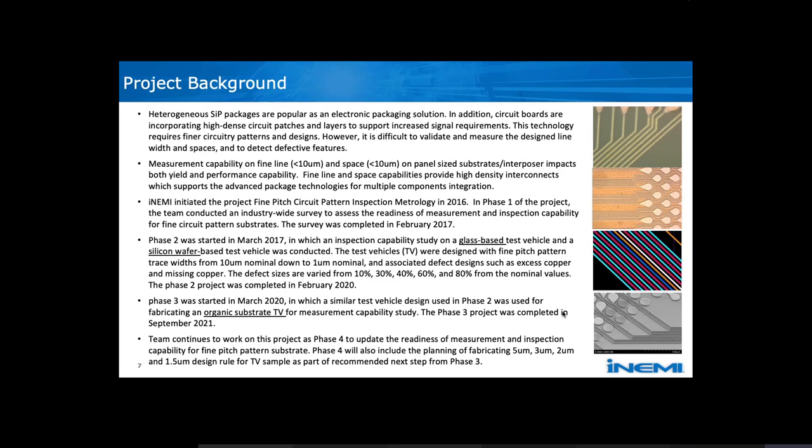But one thing we couldn't achieve in phase 3 is that the test vehicle didn't resolve the 2 micron and 1 micron design due to some process limitation. So we want to repeat phase 4, focusing on less than 5 micron, because the data from phase 2 and phase 3 shows that the industry probably has a very good handle on inspection from 10 to 6 micron. So we're going to focus on 5 micron to 1.5 micron test vehicles, and I will go through the details in the project plan.